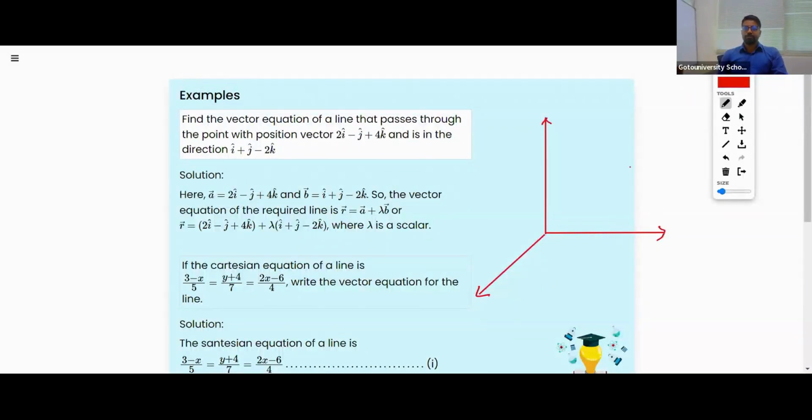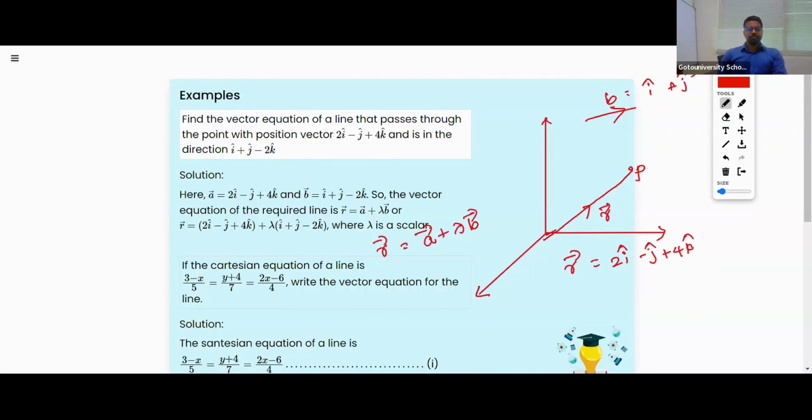There is a position vector, meaning the point P with the origin. So that is a position vector. Let that vector be A. So that vector is given by 2i minus j plus 4k, right? In the direction of B. That means we need to consider another vector B, which is of the form i plus j minus 2k. That means the required vector is vector A plus lambda vector B.